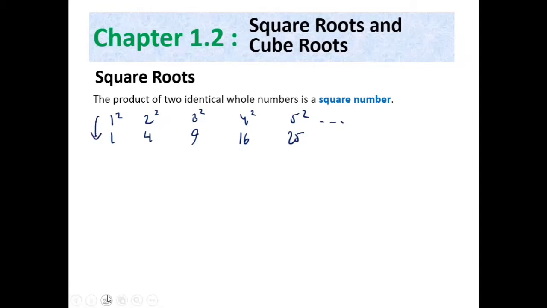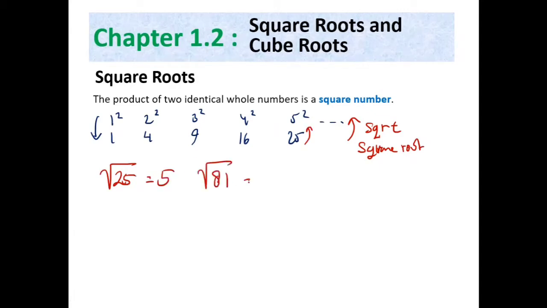But if I do it the other way, going up, this is called square root. So the square root of 25 is 5, right? If I have the square root of 81, see what times what equals 81? What two identical numbers have a product of 81? 9. Yeah, good. 9 times 9, because 9 times 9 is 81.